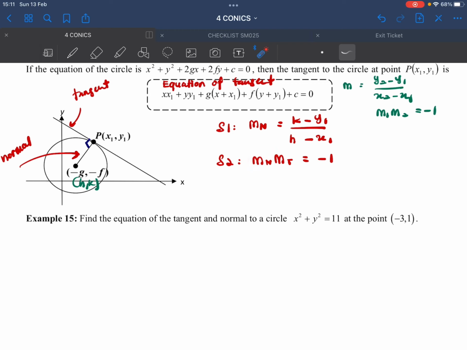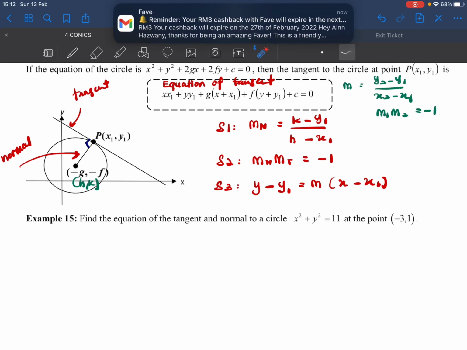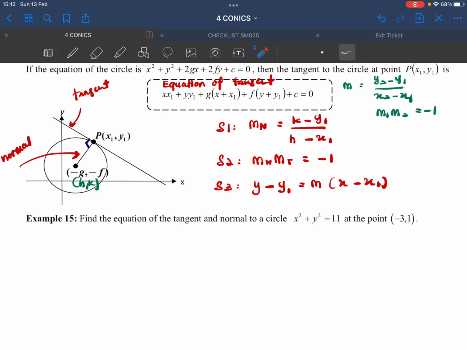The next step is we are going to find the equation of tangent and normal by using the same formula: y minus y1 equals m times x minus x1. M here depends on what equation you want to find. If you want to find normal, use the gradient of normal. If you want to find tangent, use the gradient of tangent. x1, y1 here is the point of intersection between the tangent and normal. For y and x, just leave them as they are. So that is the first method, these three steps.